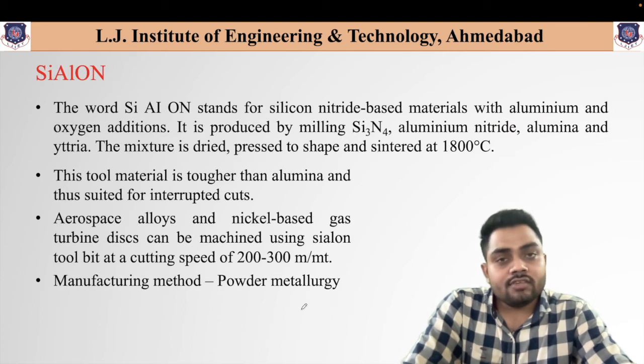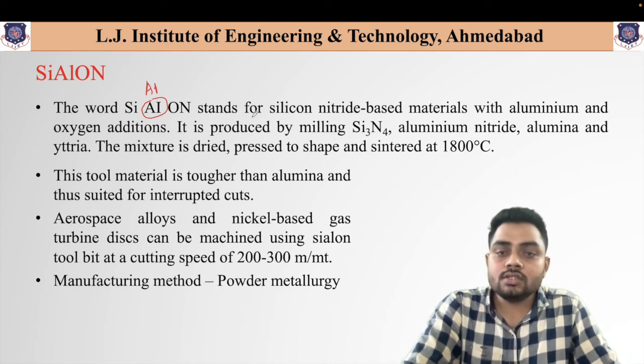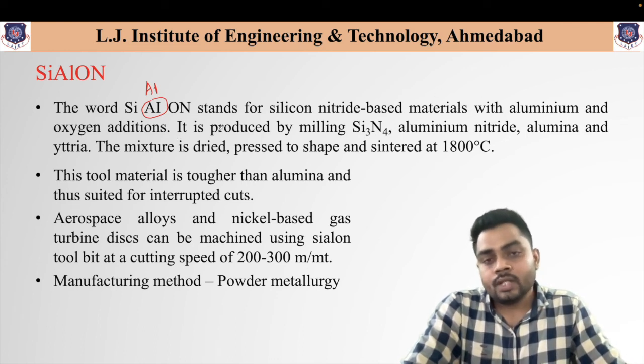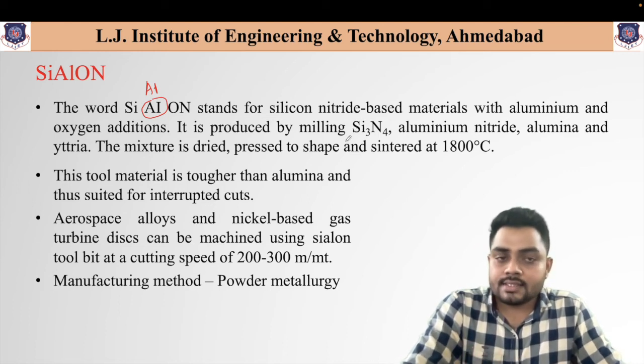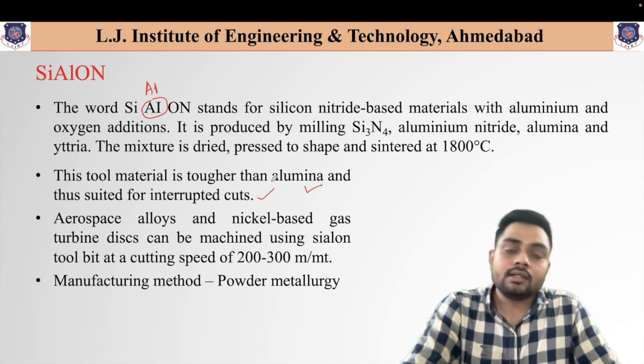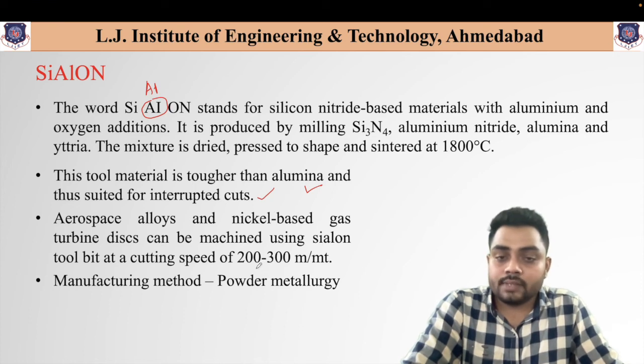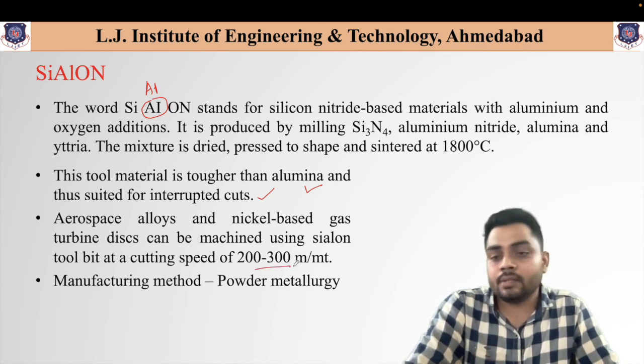And the last tool that we will discuss is the Ceylon, and this term Ceylon comes from the elements in it, and this term is the Al, that is aluminum. So this word Ceylon stands for silicon nitride based materials with aluminum and oxygen addition. It is produced by the powder metallurgy process, and this tool material is tougher than alumina, and it is suited for interrupted cuts. Mainly aerospace alloys and nickel-based gas turbine discs can be machined using these Ceylon tool bits when the cutting speed is approximately 200 to 300 meters per minute.